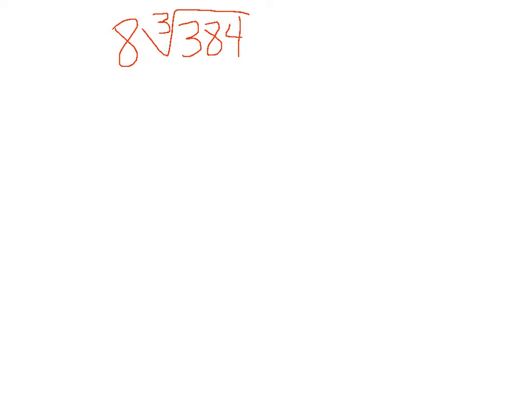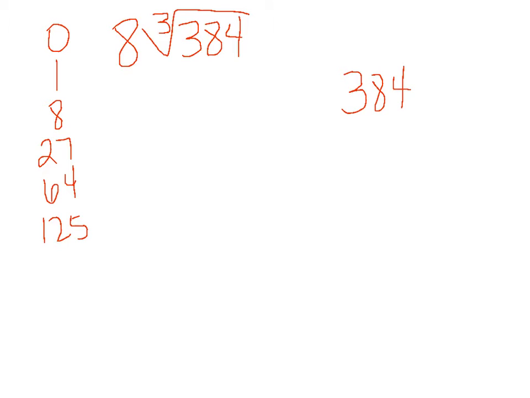And again, I've got 384, which is a big number, and it's positive, so I'm automatically thinking about those positive perfect cubes, 0, 1, 8, 27, 64, 125, and so on. And I want to start breaking 384 down using the factor cake. So I'm going to put 384 over here, and I'm not sure which one goes into 384 evenly.